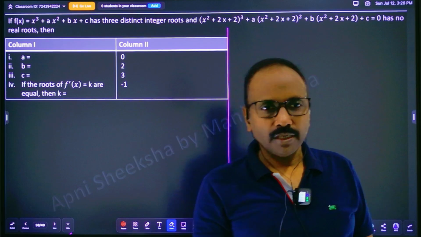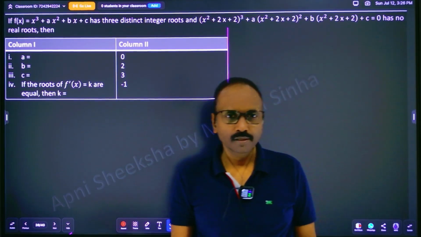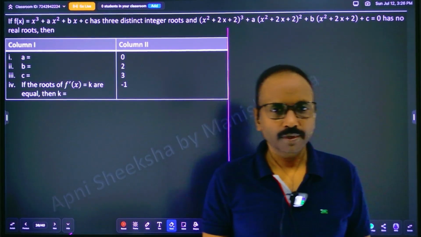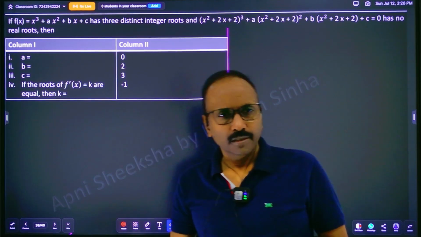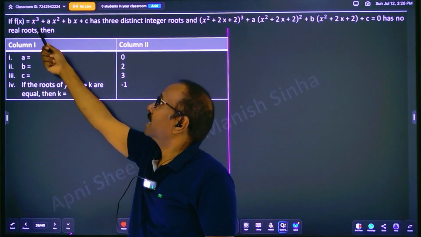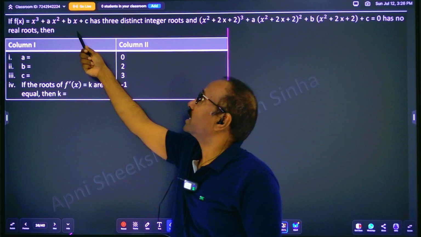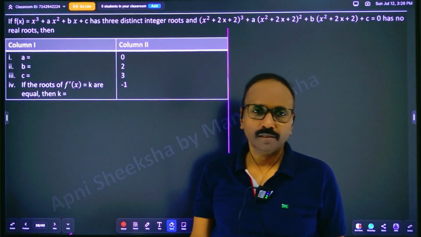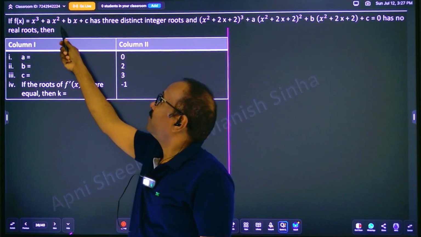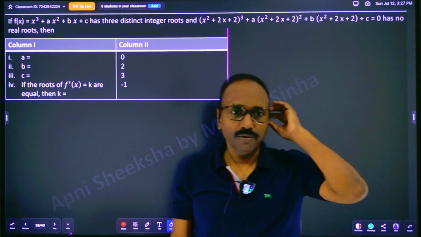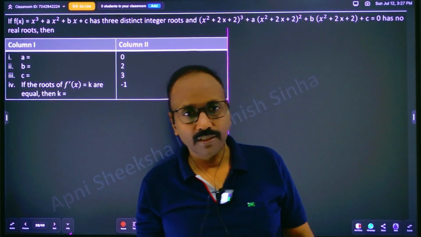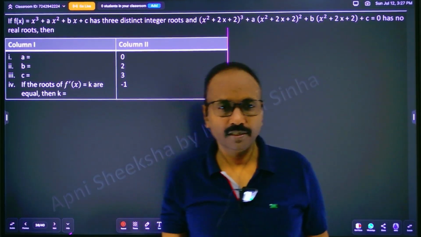So let us try to solve this question and learn the concept together. The question is having a function, f(x) = x cube plus ax square plus bx plus c, and it is saying that if f(x) is equal to 0, then it has three distinct roots, and these three roots are integers.